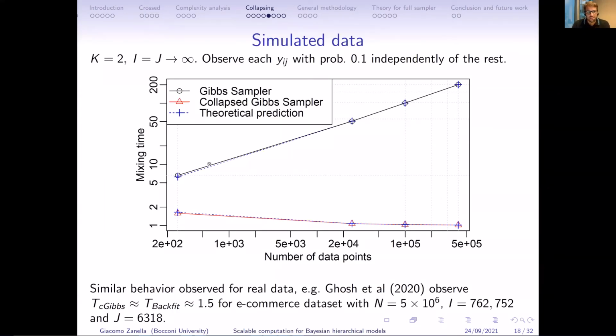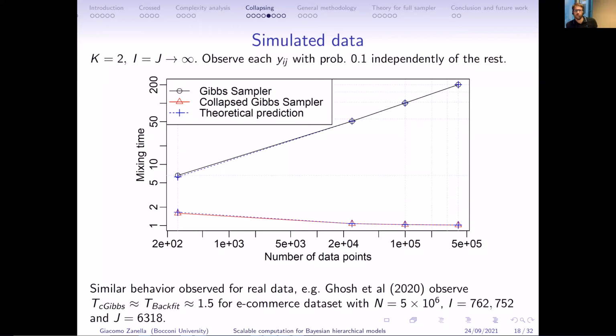Just to illustrate with a simulation of the theory, we set K equal to 2 factors, the number of rows and columns equal, and send them to infinity. Each observation is present with probability 0.1 and missing otherwise. This is not exactly balanced, so the theory doesn't apply, but you can pretend it was balanced and compute a theoretical prediction.